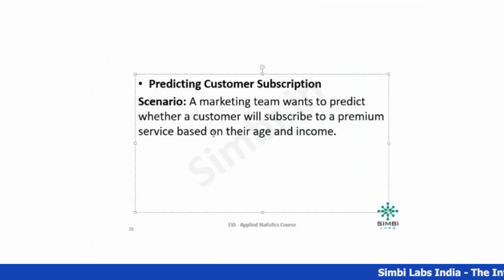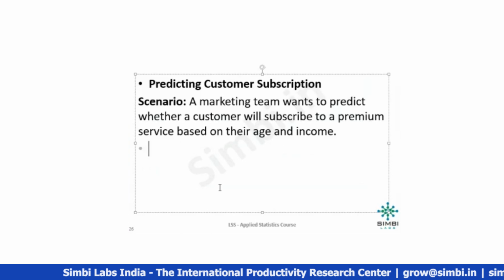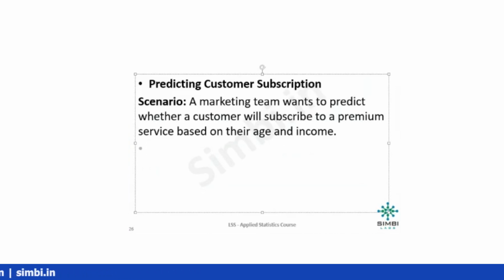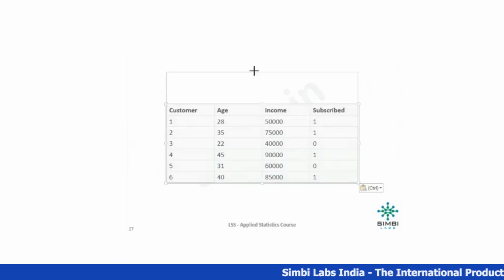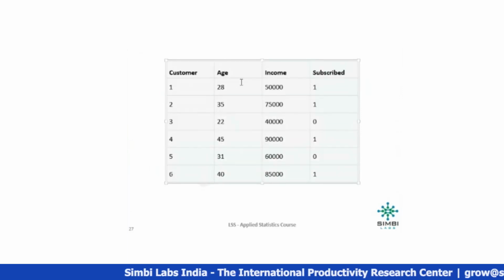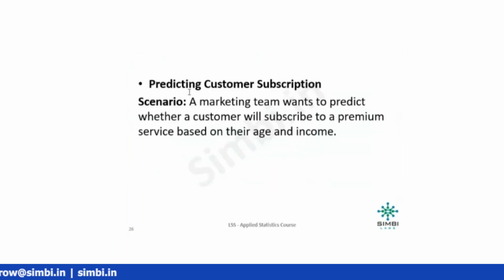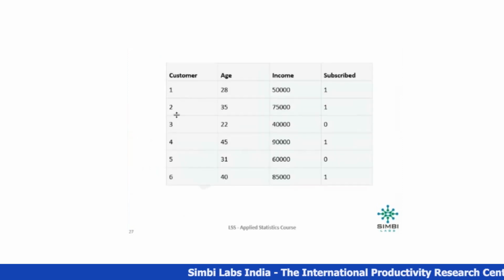So we want to predict the customer subscription. The scenario is a marketing team wants to predict whether a customer will subscribe to a premium service based on their age and income. This is the question. The data values are already given like this. Here you can see the data: customers and their age, their income and their subscribed status. So the question is you need to predict the customer subscription, whether a customer will subscribe to a premium service based on their age and income.